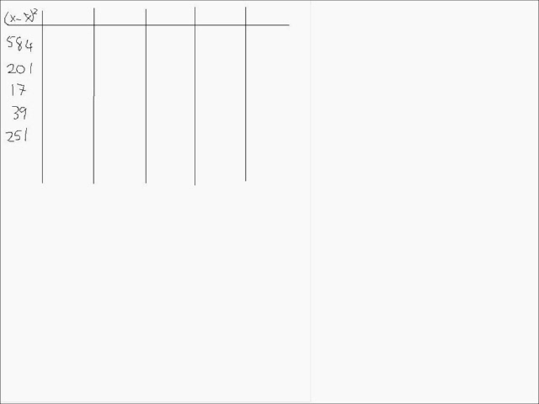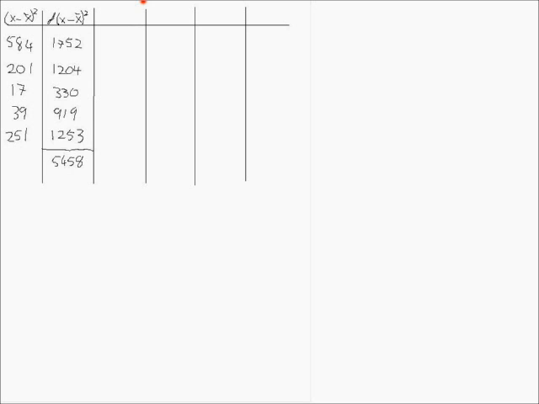Following from this, we then need to multiply by f. So we have f times x minus x bar squared. So our first value is 584 multiplied by the frequency of 3, leaving us with 1752. Our next column down results in 1204. We then have 330, 919, and 1253. And we sum this column up to get a total of 5458. So we can now see that we have f times x minus x bar squared, and we have the summation of it, so 5458.